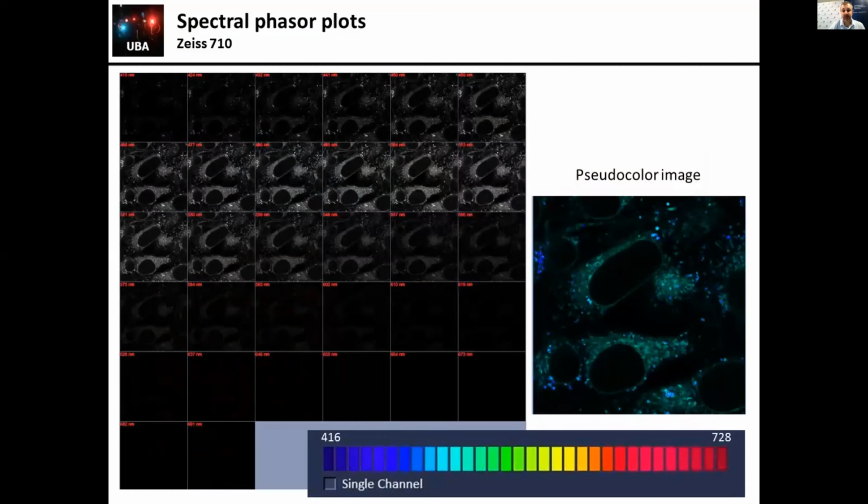Zeiss does this in a different strategy. As I said before, they took 32 images, and then they basically have the spectra pixel by pixel, and they can color the spectra based on this scale, which is assigned to the maximum. Where is the maximum of the spectra along all the 32 images?